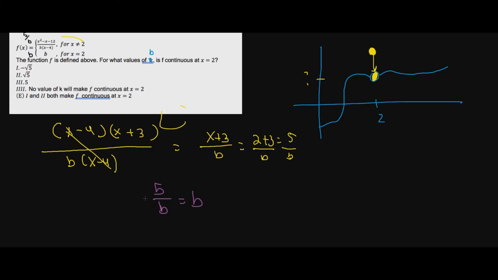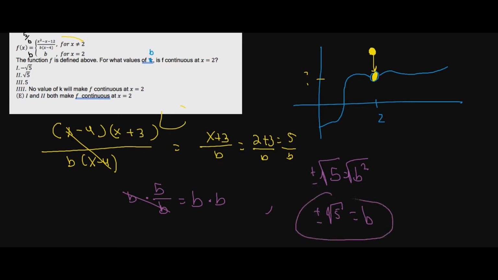If I want to get rid of the b in the denominator, let's multiply both sides by b. These cancel, and I get 5 is equal to b squared. Now I'll take the square root, and we get b is equal to the square root of 5, but don't forget we need to have a plus or minus. So the plus or minus is going to go there. That means these are the values of b that can make this function continuous: the positive square root of 5 and the negative square root of 5. For what values of b is f continuous? Well, it's the negative square root of 5 and the positive square root of 5. And I wrote that right here. 1 and 2 both make f continuous at 2.